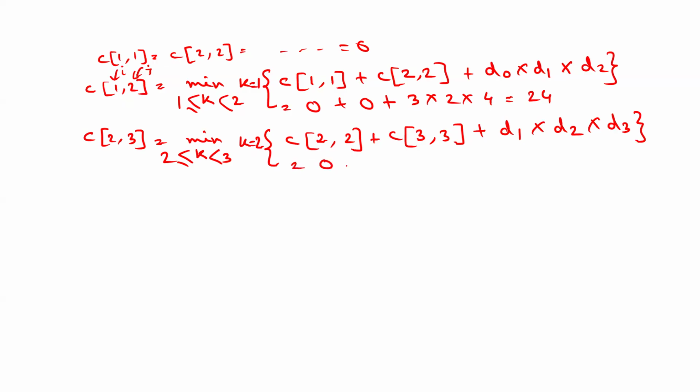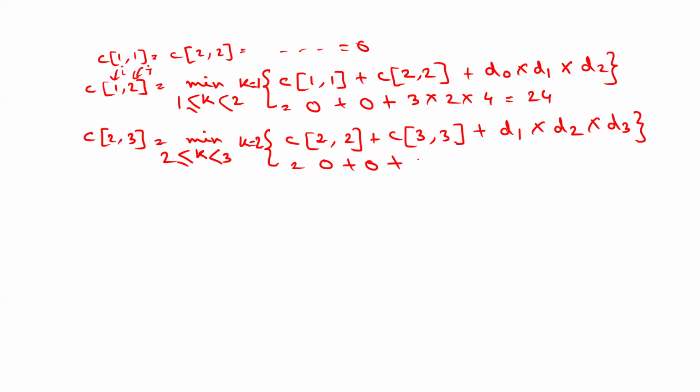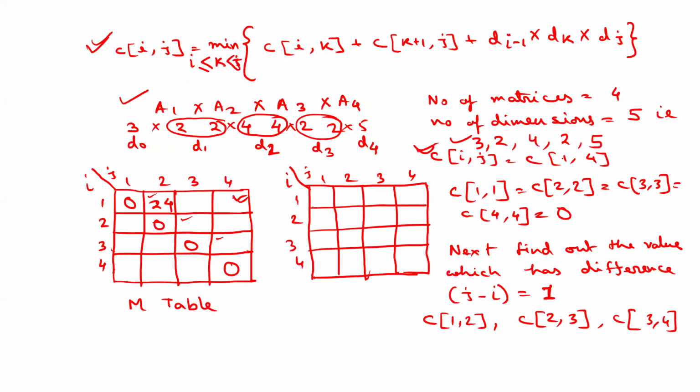So what is the value of this one? 0 plus 0 plus what is the value of d1, d2, d3? d1 is 2, d2 is 4, d3 is 2. So 2 cross 4 cross 2. That is 16. So put the value 16 here.